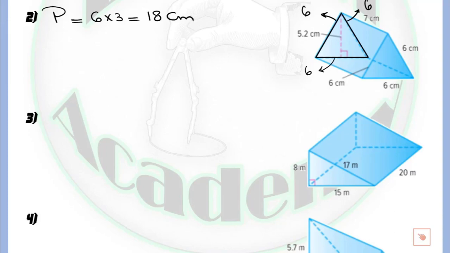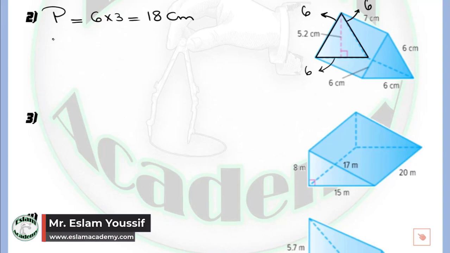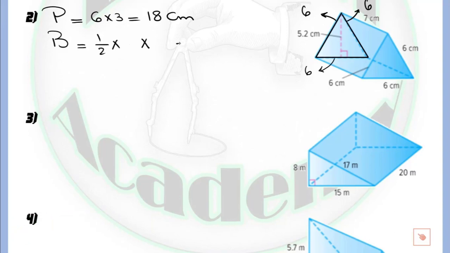If the sides are not equal, we just add them, because the perimeter is the sum of the side lengths. Now we need to find the area of the base. The area of the base is equal to half multiplied by the base multiplied by the height.